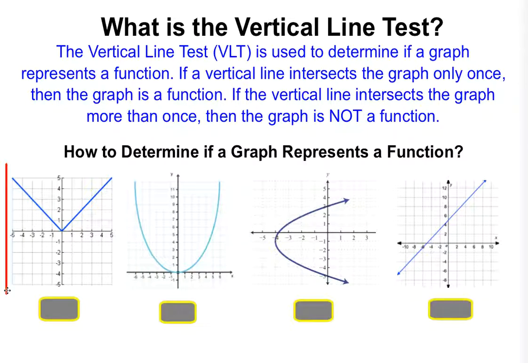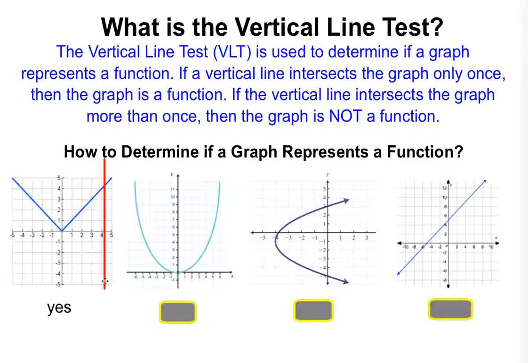This red line is going to represent our vertical line. So for the first graph on the left, notice how many times this vertical line crosses the blue graph. What is the number in your head? It should be 1. So if the vertical line test crosses this graph exactly in one spot, then therefore it is a function.